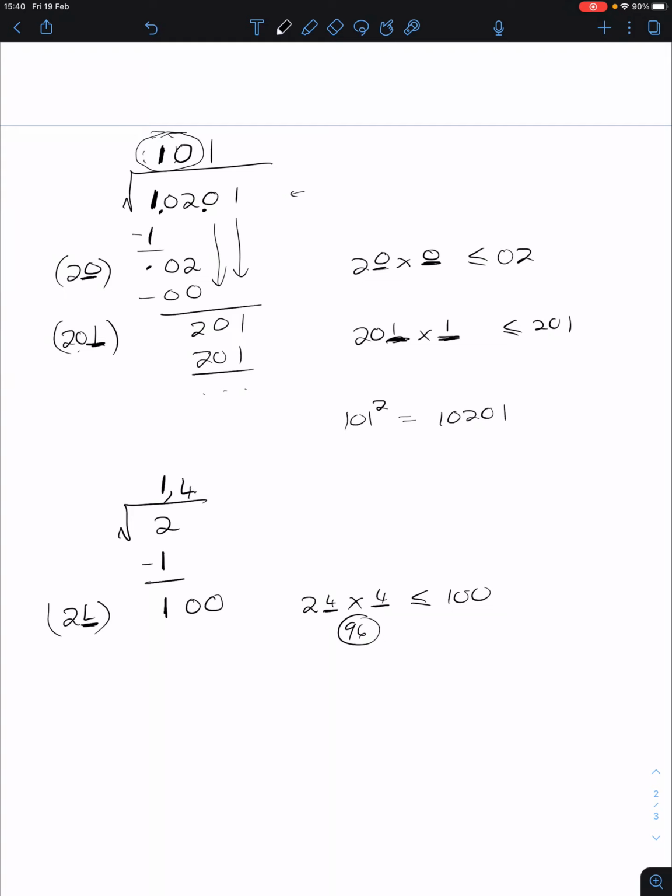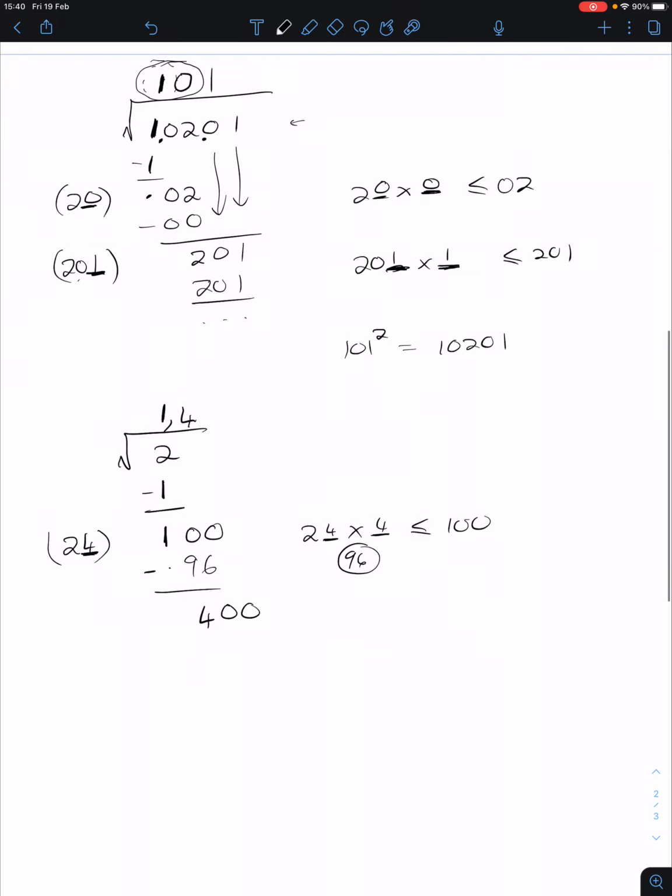4 times 24 will be 96. If you subtract that, you're left with 4. Then you bring down the next 2 digits, which will be zeros in this case. Then the one on top, if you double that, you're going to get 2, 8, and an empty space. And again, we're looking for a 2, 8 single digit times that single digit that is less than or equal to 400, as close as you can get.